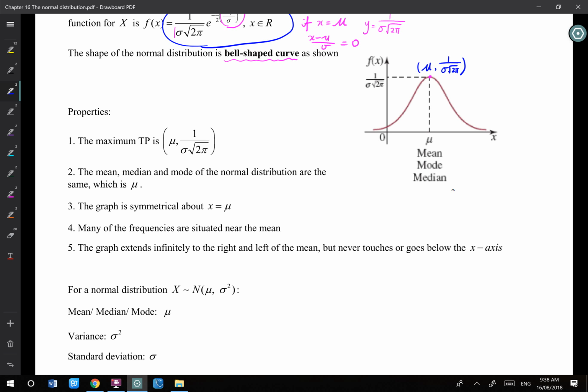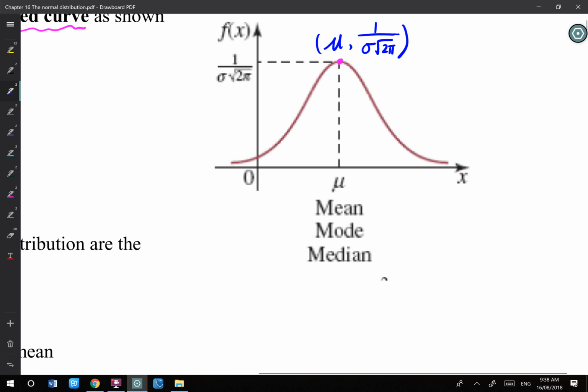The second thing: the mean, median, and mode of a normal distribution are the same, which is mu. This is a symmetrical curve, 50% on each side, 0.5 and 0.5, so the median must be mu. Mode is mu because the highest point is at x value mu. Also, mu is the mean.